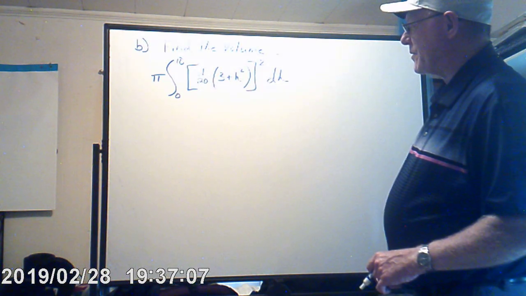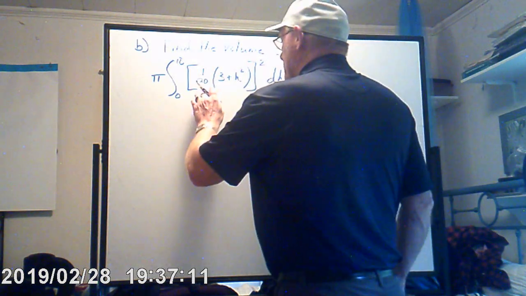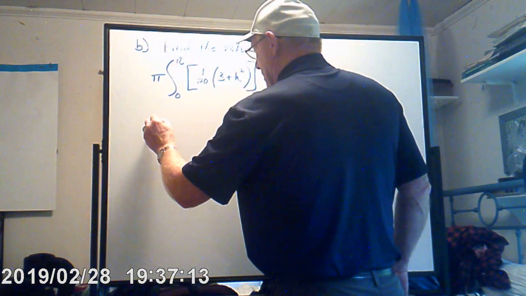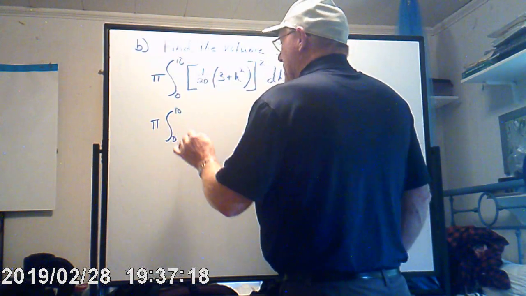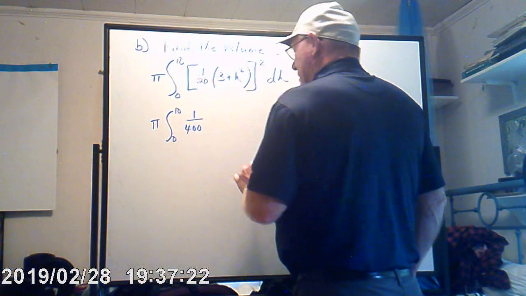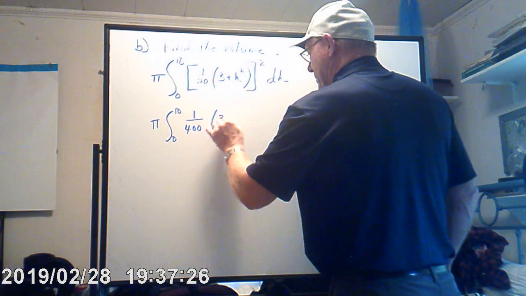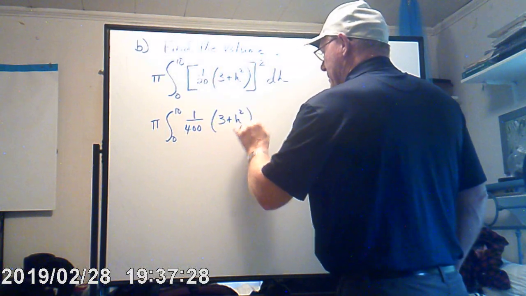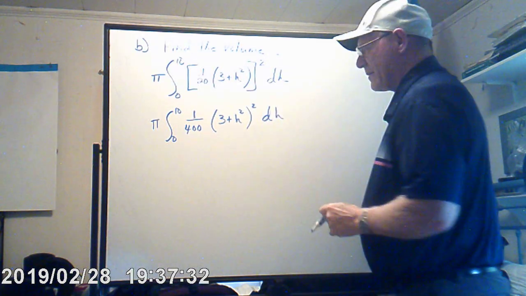We're just going to look at that. Let's see, if we square the 1 over 20, that's 1 over, doing it by hand again, 1 over 400. 20 squared is 400. And then, of course, you have to square this binomial here. So you're squaring that and then dh like that.